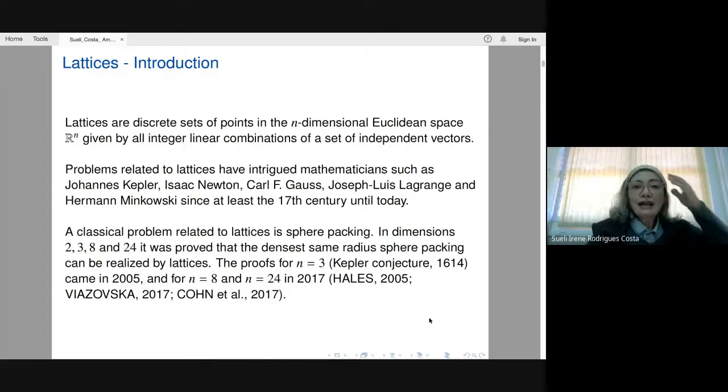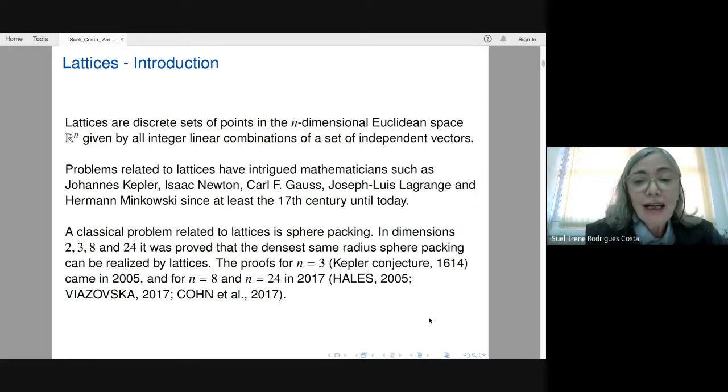So lattices are a discrete set of points in the n-dimensional Euclidean space given by integer linear combinations of a set of independent vectors, right? Problems related to lattices intrigued very important mathematicians like Kepler, Newton, Gauss, Lagrange, Minkowski, at least since the 17th century till today.